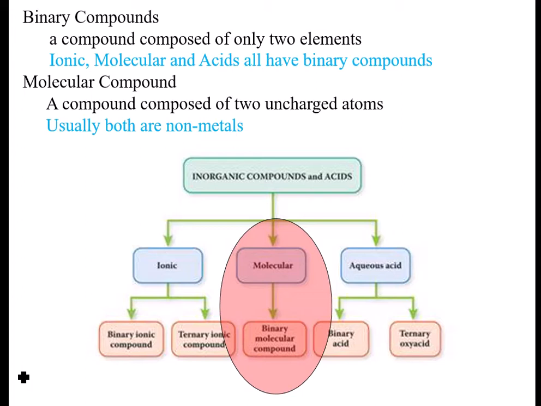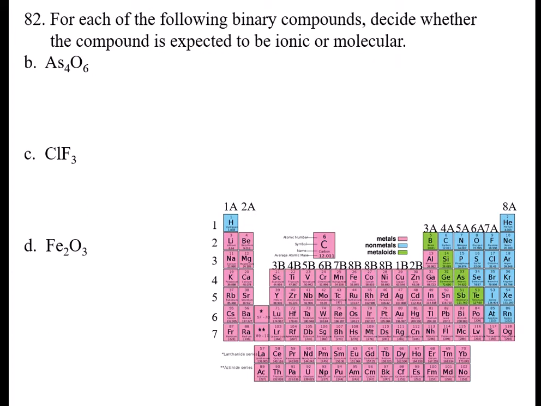Okay, so a molecular compound has two uncharged atoms. They're usually both nonmetals. So we are basically in the second of the three types of compounds. These three types each have a set of rules. So the very first thing we need to identify is what kind of compound we are looking at, so we can decide what set of rules to follow. In doing so, the following three are all binary compounds, so we need to decide whether they are ionic or molecular.